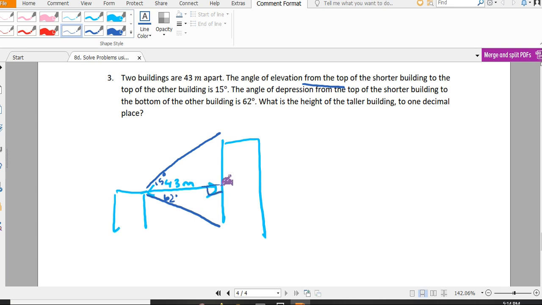So as you can see, there are two right angle triangles here. Solve for this, solve for that, add them together.